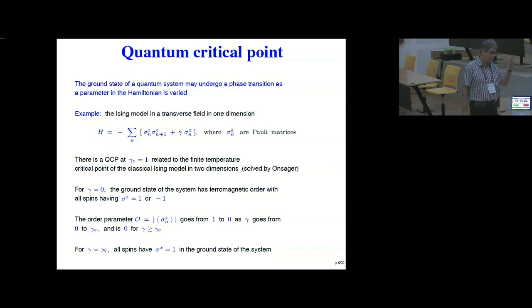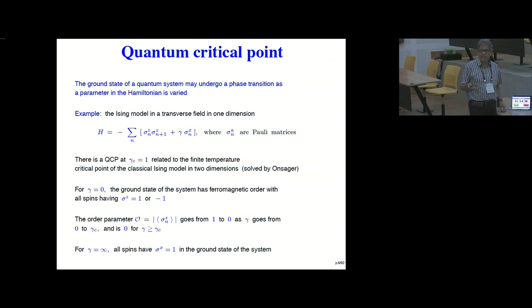Okay? So there's a mapping that you can do from a 2D classical Ising model to this one-dimensional quantum model, where the role of temperature in the classical Ising model in two dimensions is played by gamma in the one-dimensional quantum model. I won't show that mapping here, but it exists, and it's part of a general relation between D-dimensional classical models and D minus one-dimensional quantum models.